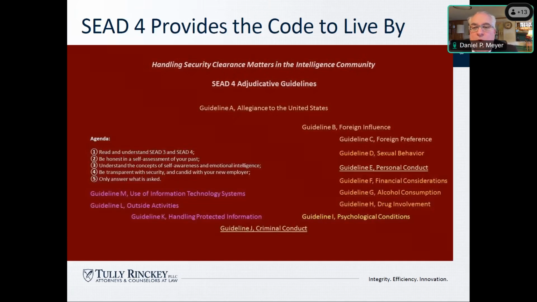So after this call, I would like our participants to go and read SEAD 4. It's an acronym, the number 4. If you type that in with the word security into Google, it comes right up. You're looking for the 2017 version. And then in this is my wheel of adjudicative guidelines here.